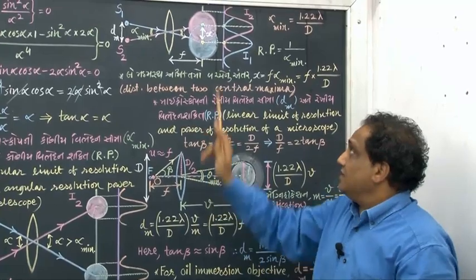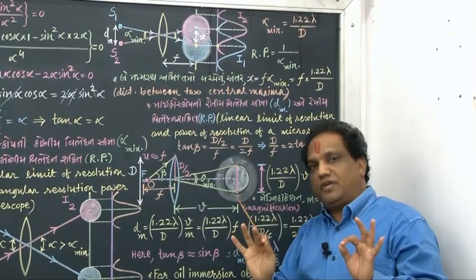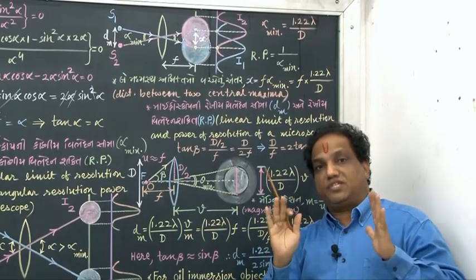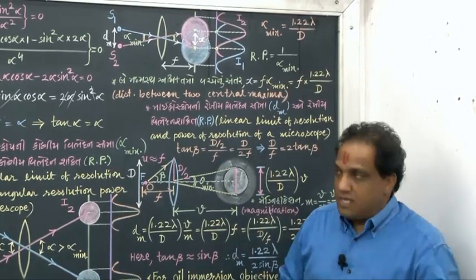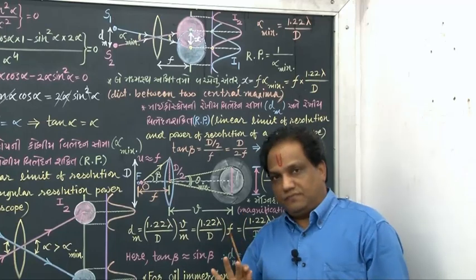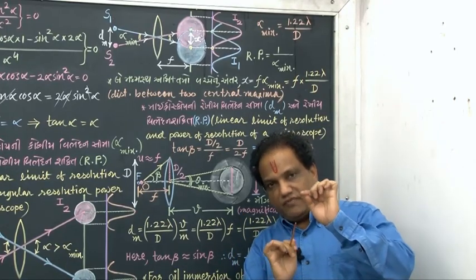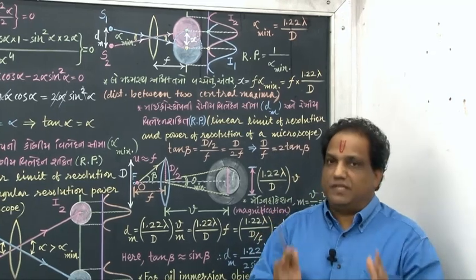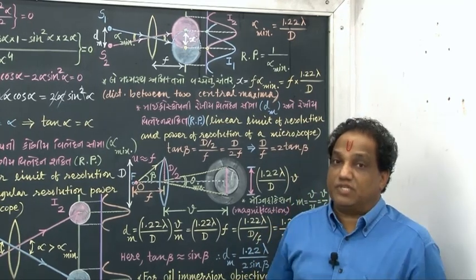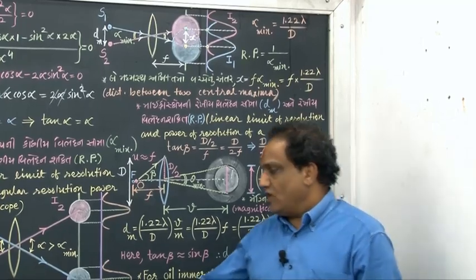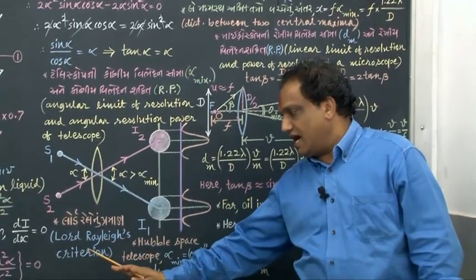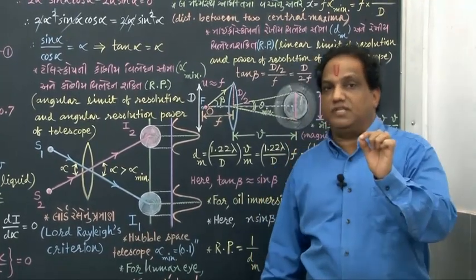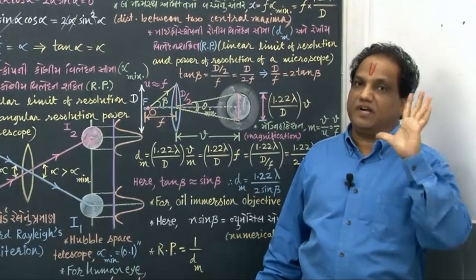But yet these two images are said to be of two different objects. We can have a clear distinction between them. Then how long can the distinction between the images be made? That certificate is given by Lord Rayleigh. We call it Lord Rayleigh's criterion. What is Lord Rayleigh's criterion? To see the images separated from each other.